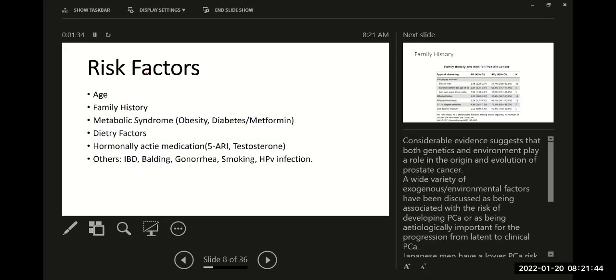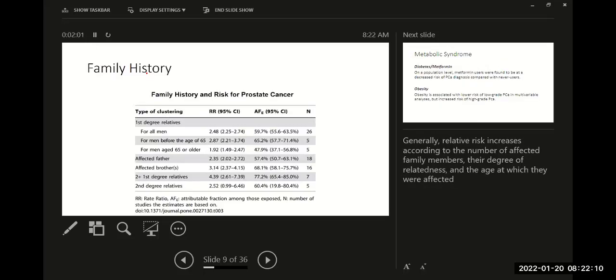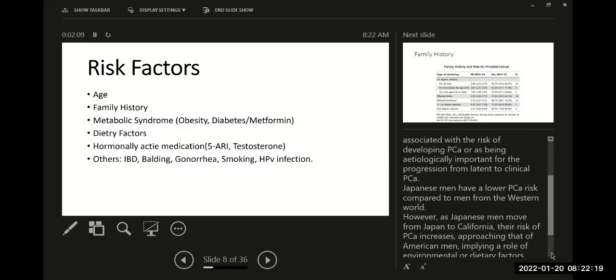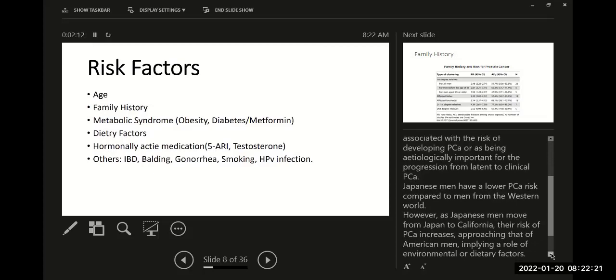Risk factors. Considerable evidence suggests that both genetics and environment play a role in the origin and evolution of prostate cancer. A wide variety of exogenous and environmental factors have been discussed as being etiologically important for the progression from latent to clinical prostate cancer. For example, Japanese men have the lowest risk of prostate cancer, but if they migrated to Western countries, they harbor prostate cancer in higher numbers.